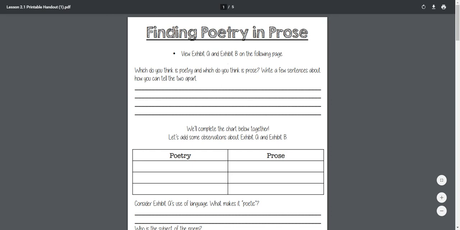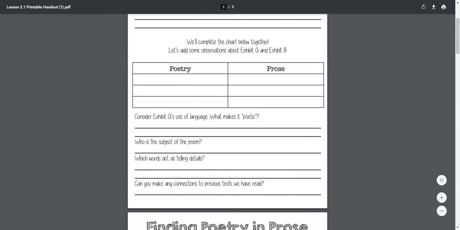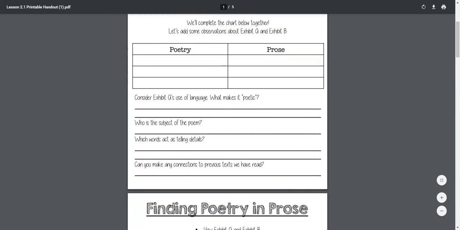So up here at the top, I'm going to say, which do you think is poetry? Which do you think is prose? Write a few sentences. Tell me how you would know the differences between them. And then talk to me about a few observations that you see between those two.